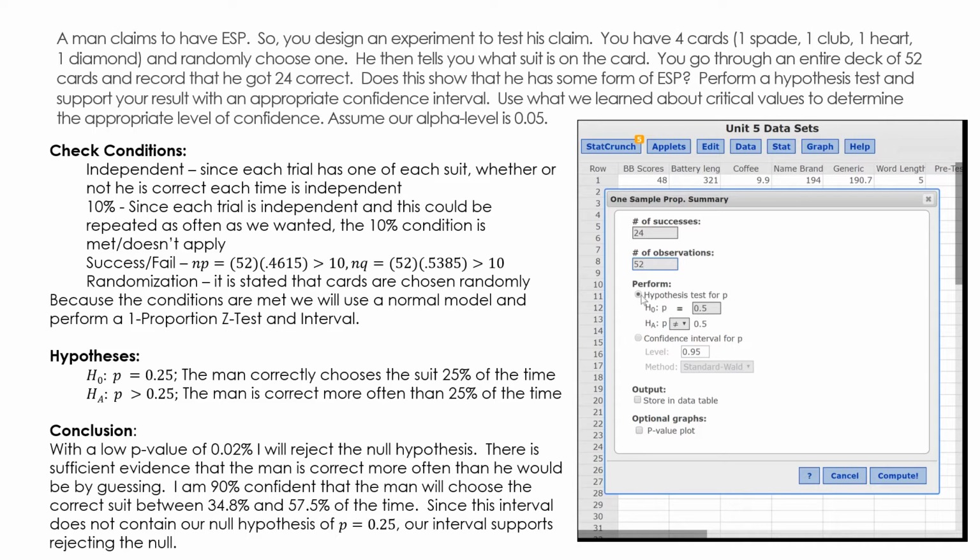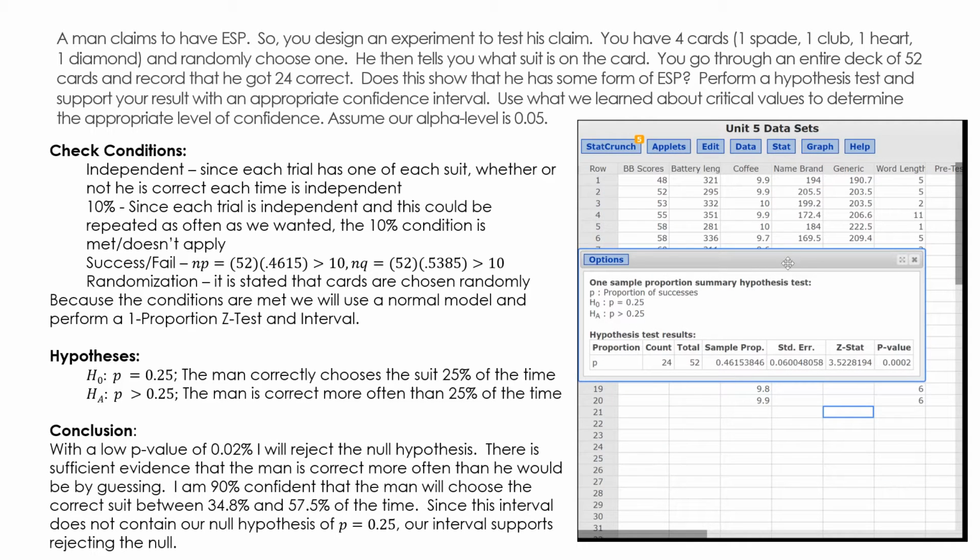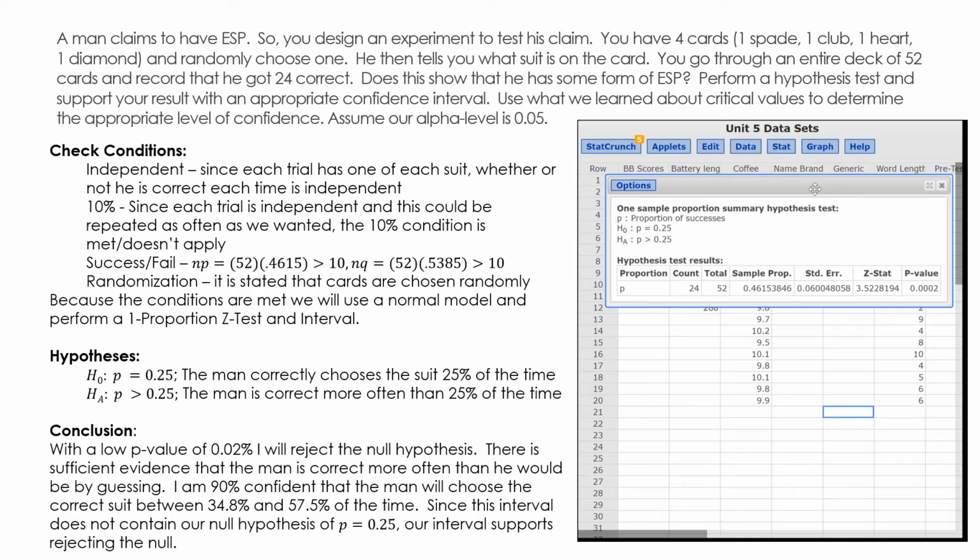So I'm going to do a hypothesis test first, and I'm going to set p being 0.25, and my alternative is that it's greater than 0.25, and I'm going to compute, and I have a really, really low p-value, okay? And so again, if you have a low p-value, what does that tell us? That we should be rejecting the null.